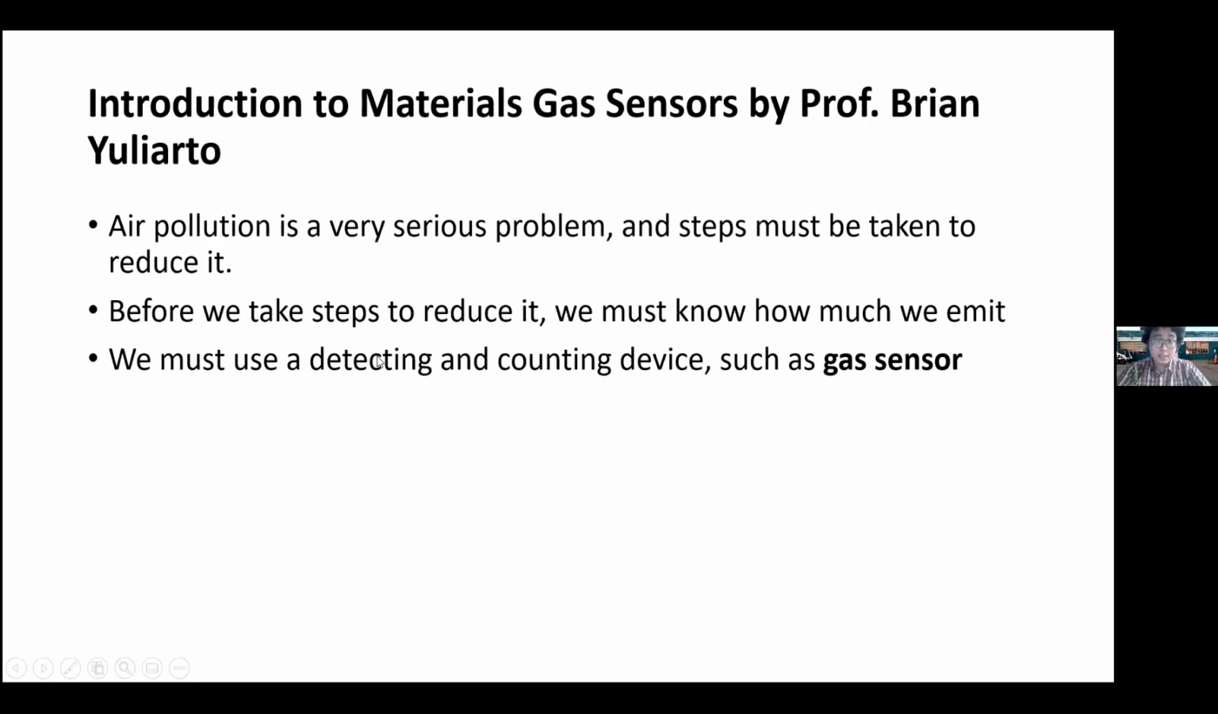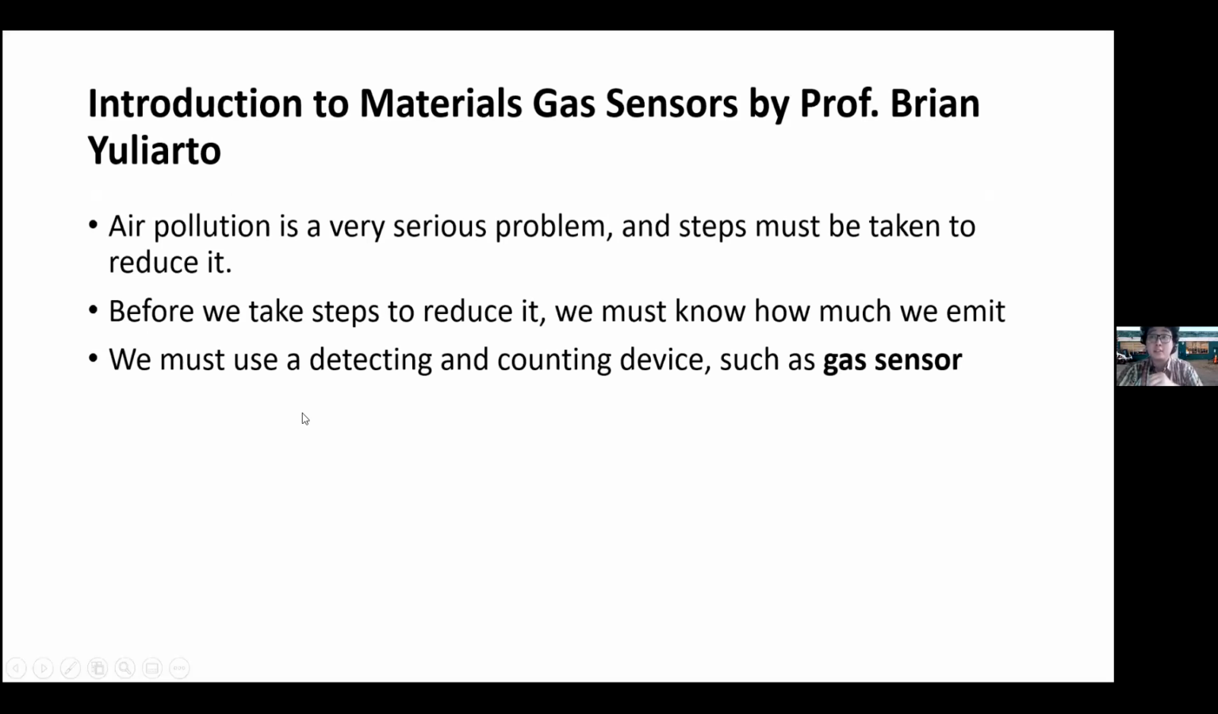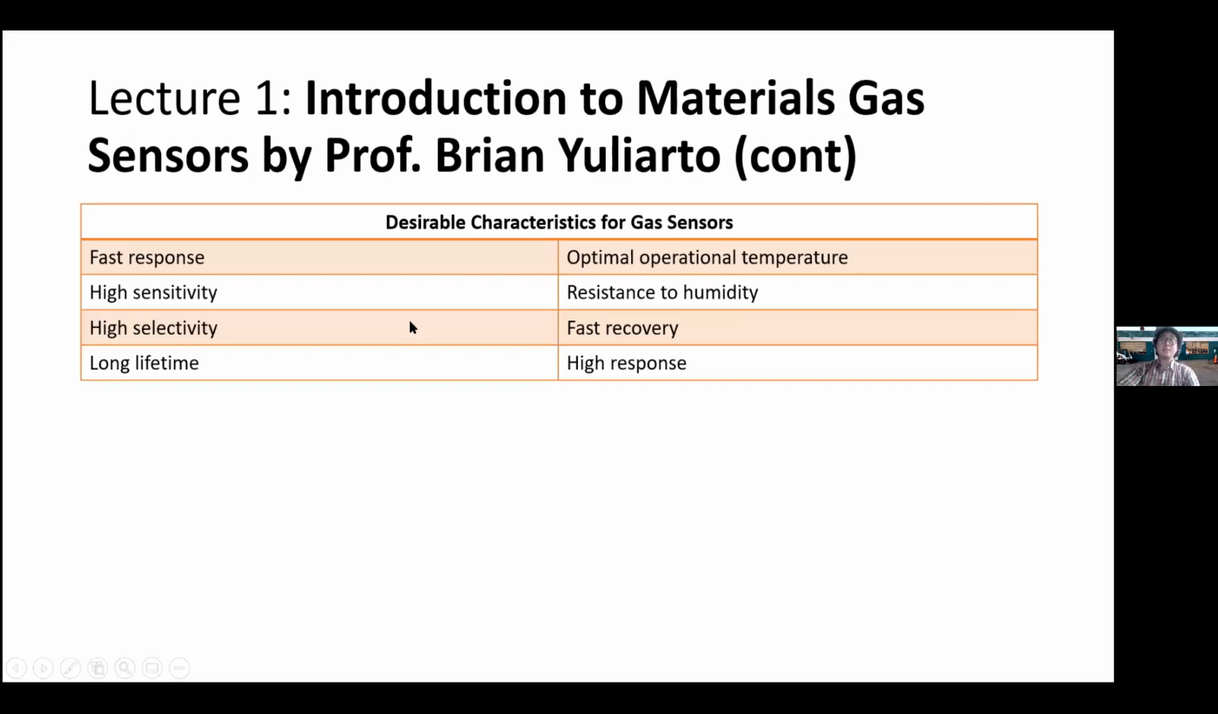Now, to solve this problem, we should have a counting and detecting device to detect how much air pollution we emit in each activity each day. This device is called a sensor. Namely, if we are talking about air pollution, it is a gas sensor. These are the desirable characteristics for gas sensors.